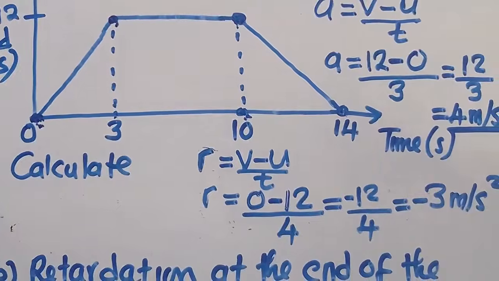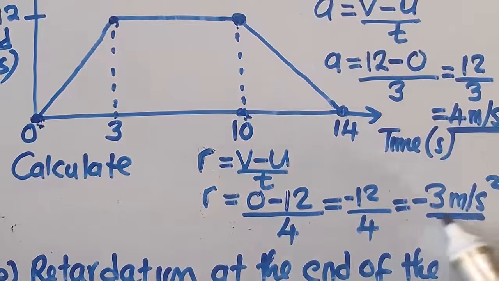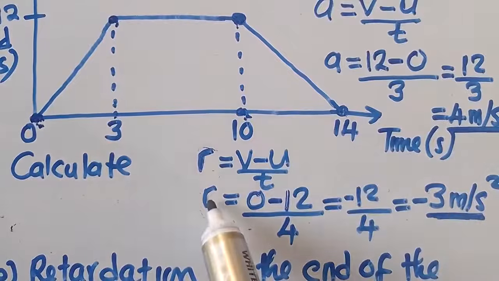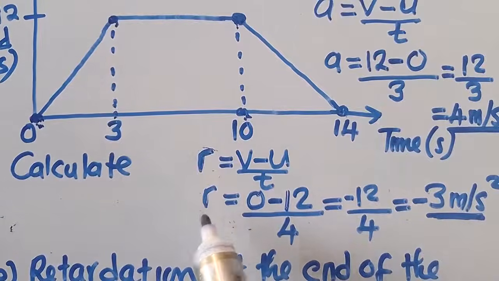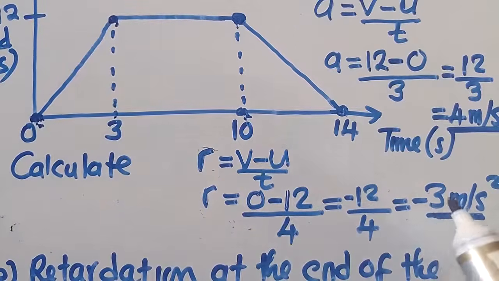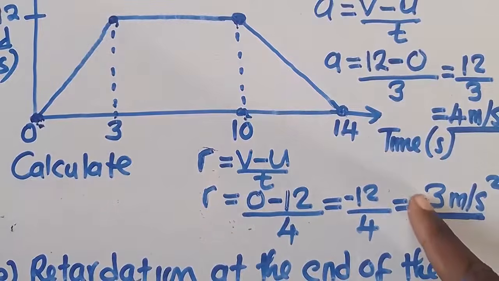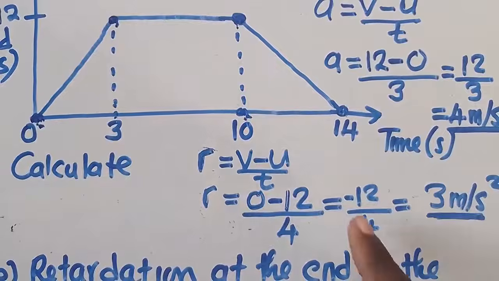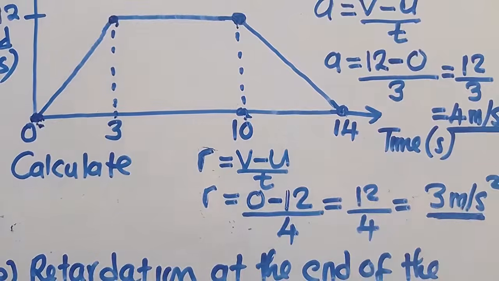This is your answer. If you put retardation here, this answer should come out positive because you know that you are dealing with retardation. So you can remove this negative. Even here, you just ignore the negative, then this answer comes out. Here we put retardation. Hope you've understood the concept here.